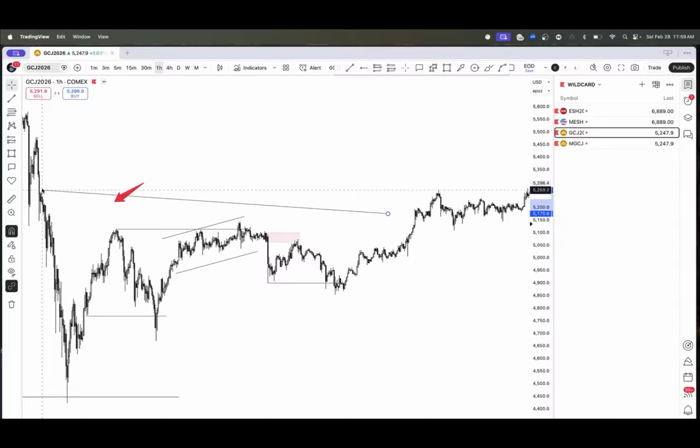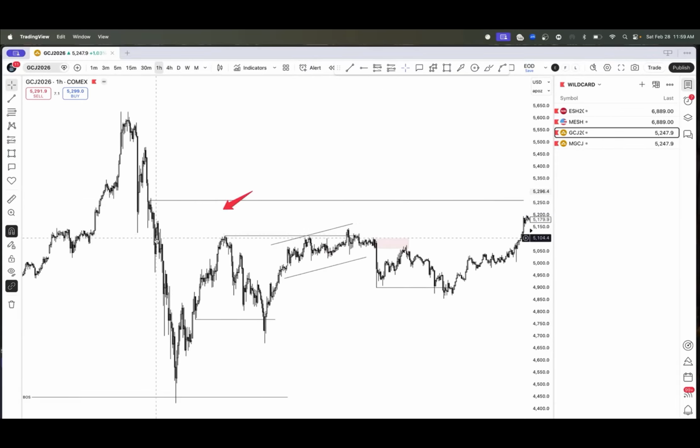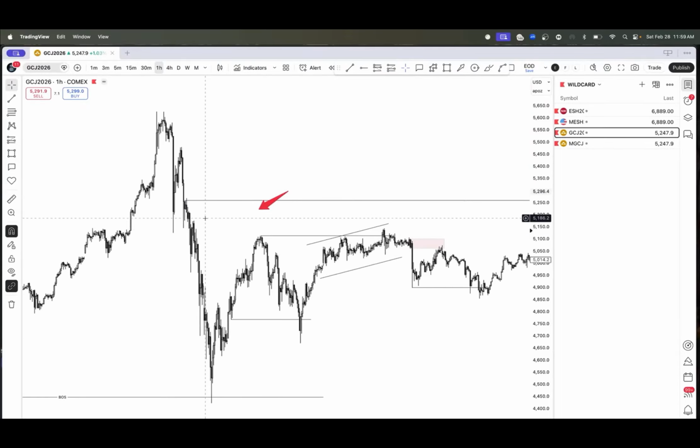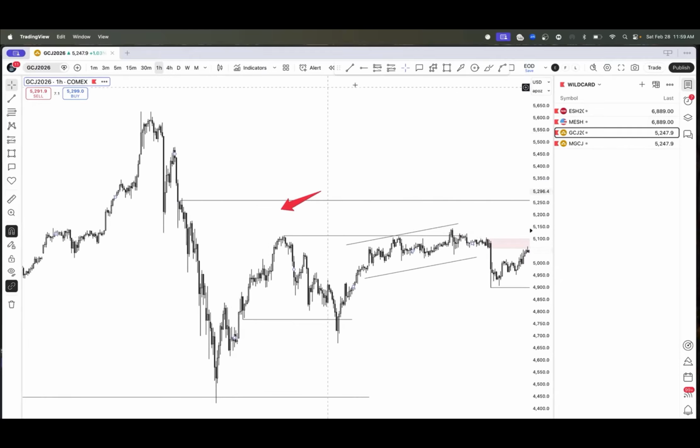Magnet work, please. Okay. Notice how sellers are trapped there. Okay, we're gonna leave it there. So notice how sellers are trapped there, literally.